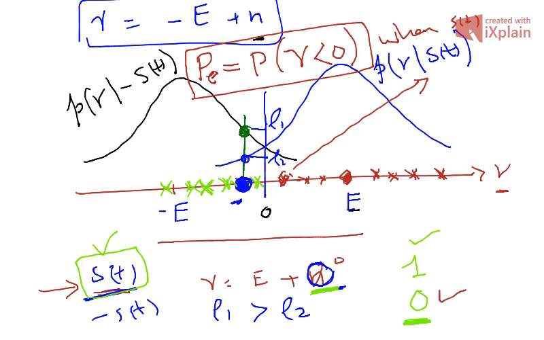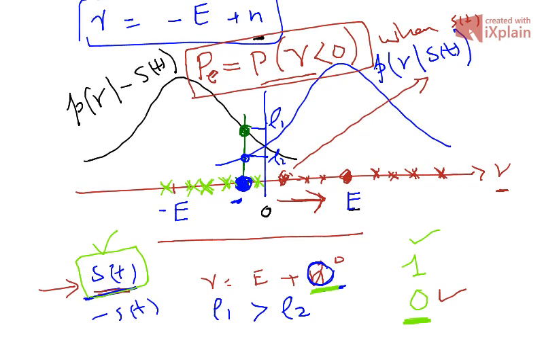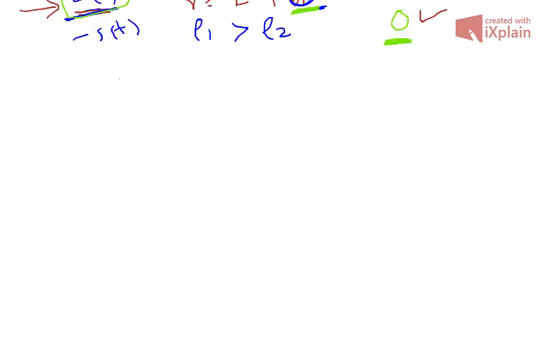Similarly, you can find the probability of error expression when minus S of t is transmitted. In that case, if you transmit minus S of t and you receive any points towards the right, that would contribute an error. So similarly, the probability of error is the probability of R greater than 0 when minus S of t is transmitted. Based on this expression, now we can derive an expression for the probability of error.